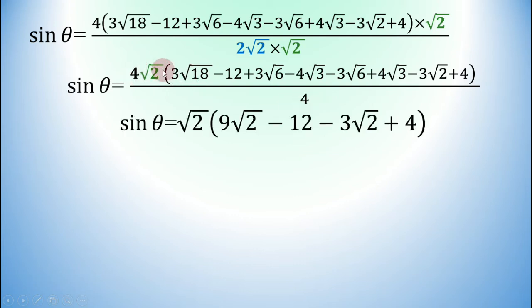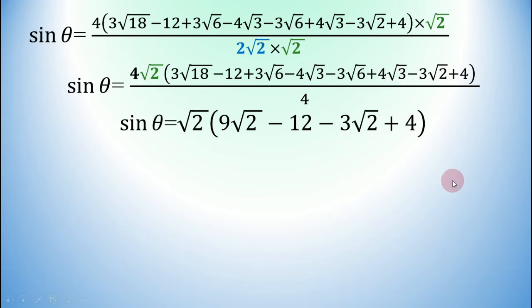How to simplify the numerator? Here root 18 means 9 into 2, then the square root of 9 is 3, then 3 into 3 is 9 root 2. 12 minus 12 is there. Then here plus 3 root 6. Here minus 3 root 6. You can simplify that. Here minus 4 root 3. Here plus 4 root 3. Then you can simplify these terms.